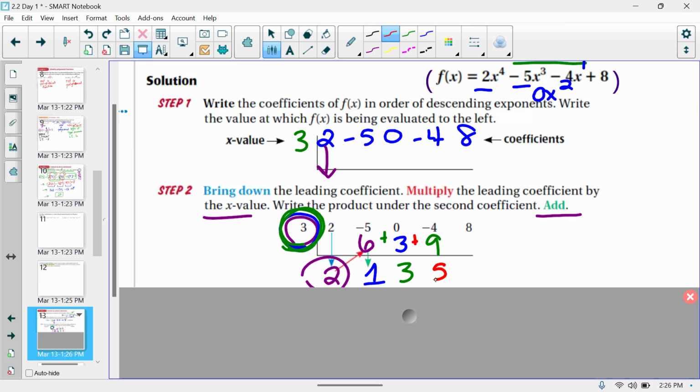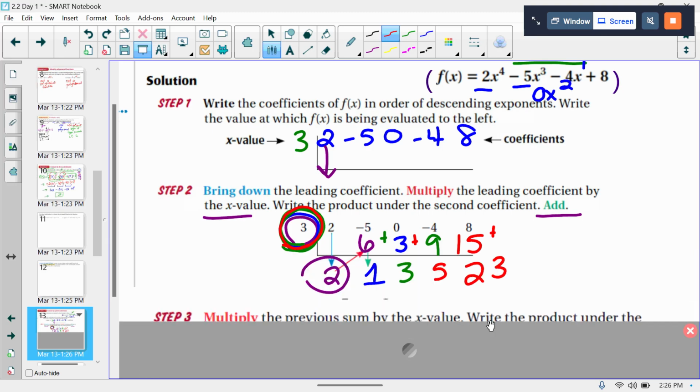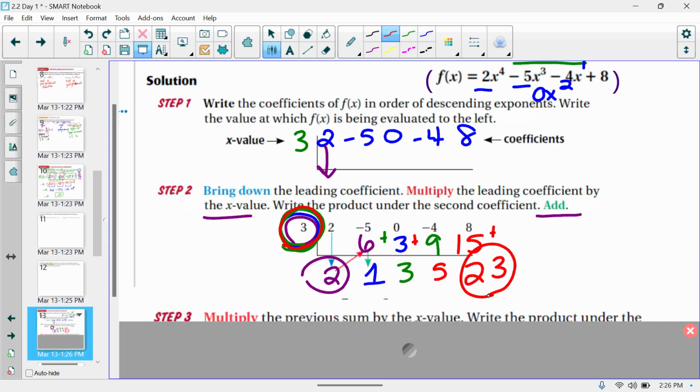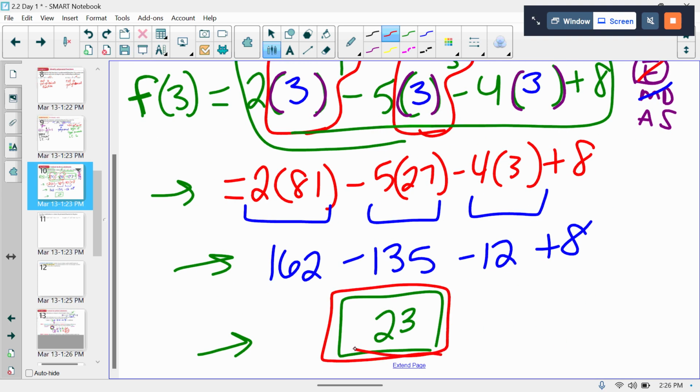And then you're going to do it one more time. The new number, 5, gets multiplied by 3 again. So you're multiplying by 3 over and over, and then you're going to add straight down one more time. See how I got 23? Look, that's the same thing we got here, because it's another method to do the same problem.